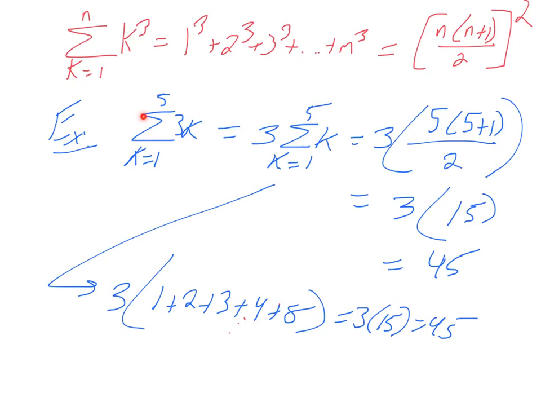So once again, I used the properties of series to pull out this constant multiple, and then I can go ahead and just use the formula that I know for this and then multiply it by 3 afterwards to be able to do that one.